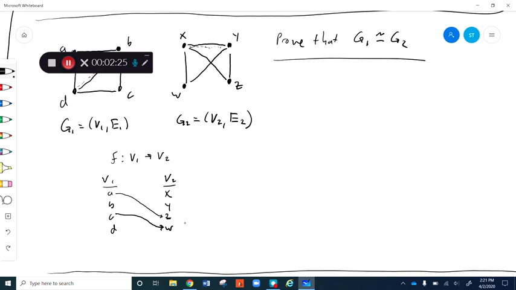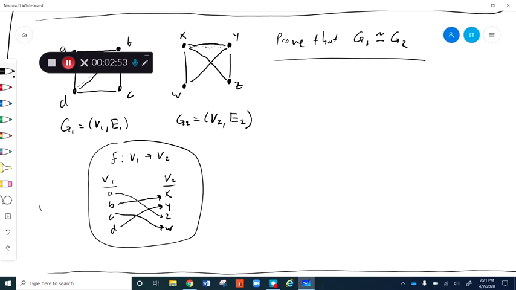Good. Now I need the other vertices D and B to map to X and Y. And again, the order doesn't really matter in this example because if I swap D and B, then I get exactly the same graph I started with. There's some symmetry to the original graph G1 itself. So I'm just going to have B map to X and D is going to map to Y. Okay, so there's my function defined.